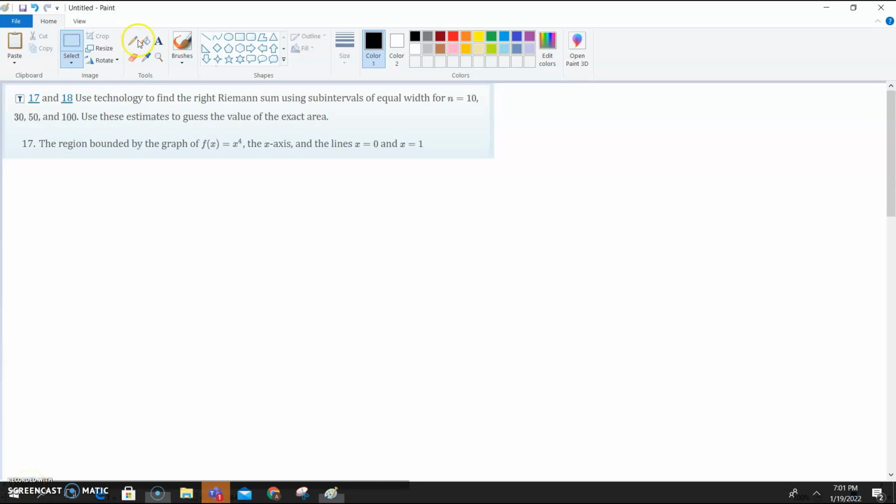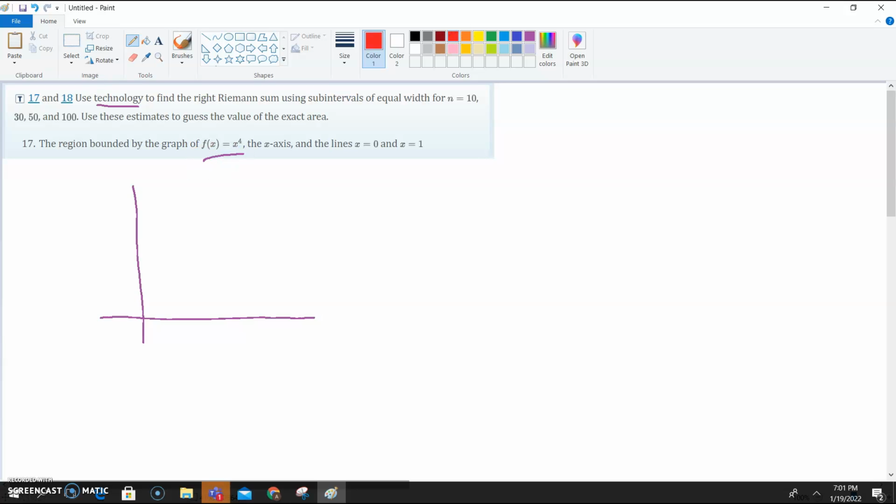All right, so I've been asked about this question a couple of times, so I want to discuss this and send this out to everybody. On question 17, it says to use technology to find the right Riemann sum using subintervals of specific length or width. So first thing is, let's recognize what this function is.